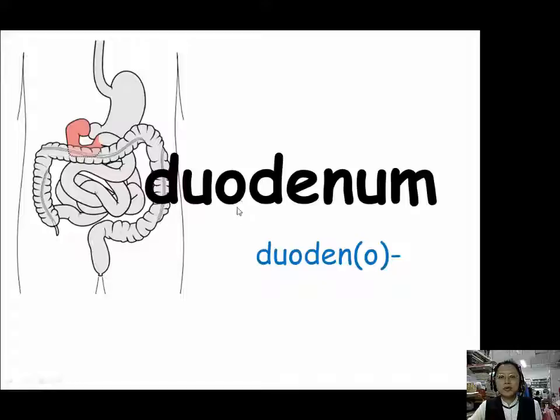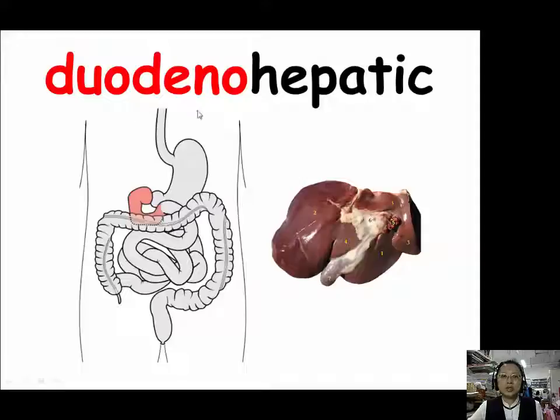When we talk about things related to the duodenum, which is this part of our small intestine directly connected to our stomach, we use this prefix, duodeno, D-U-O-D-E-N-O. Our example is duodenohepatic, which means things that are related to the duodenum and the liver.